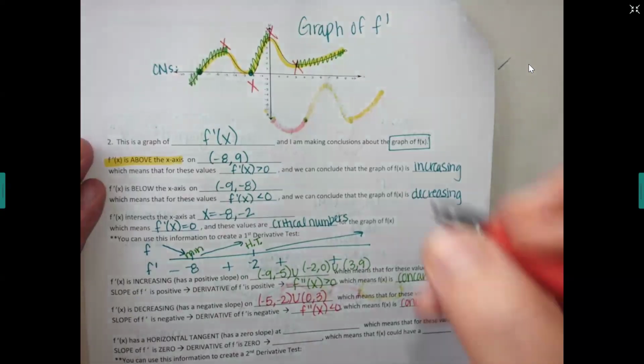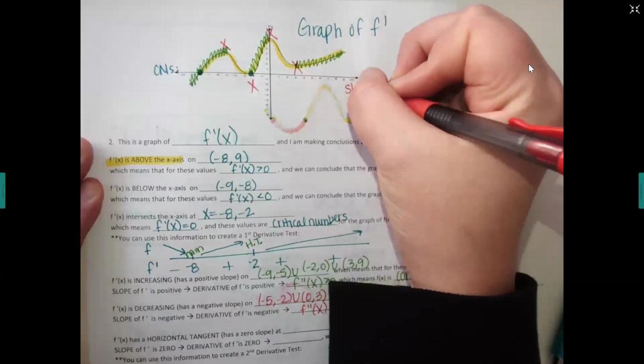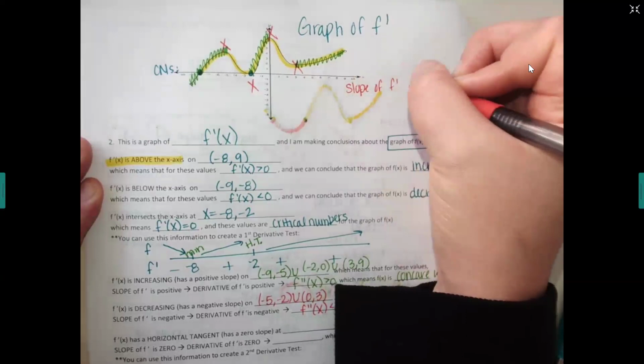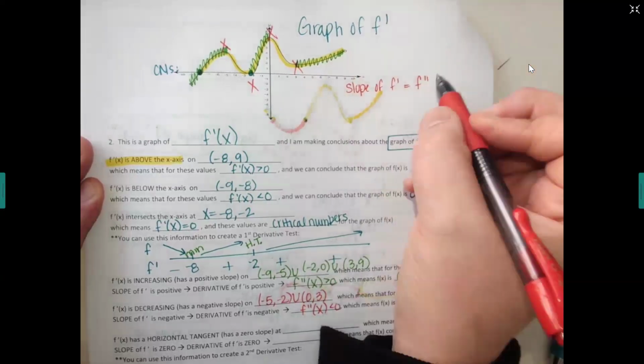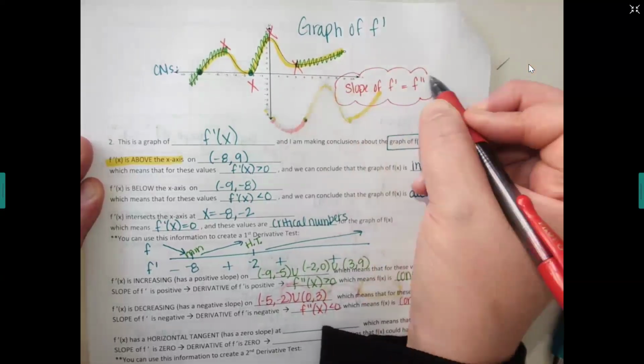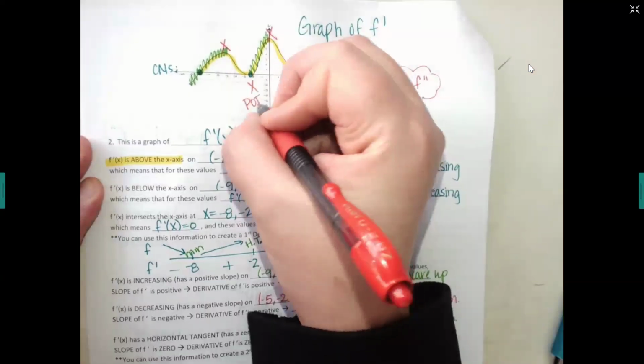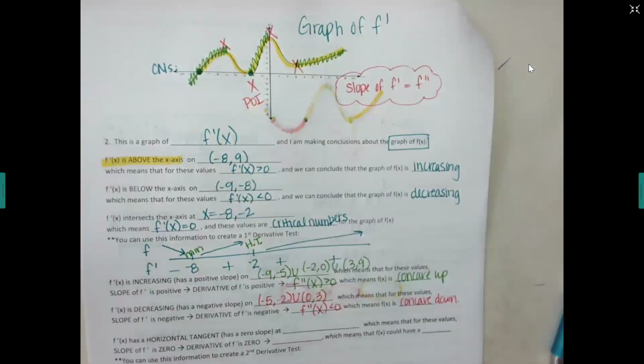Okay, now remember that those are where f prime's slope changes sign. And remember that the slope of the f prime graph is really f double prime, which means that those are points of inflection. Okay, list those values in your next part.